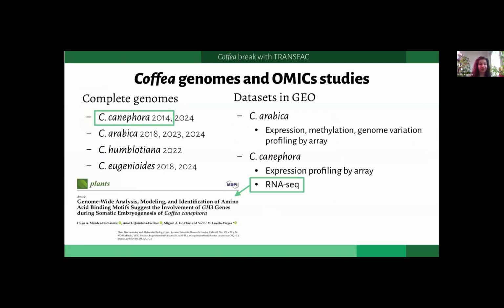So we decided to look at what's going on with the availability of genomic sequences and RNA-seq data. Complete genomes were sequenced for 4 coffee species. As you might see, most of these assemblies are very recent. So there have not been follow-up omic studies for at least 2 of the species.